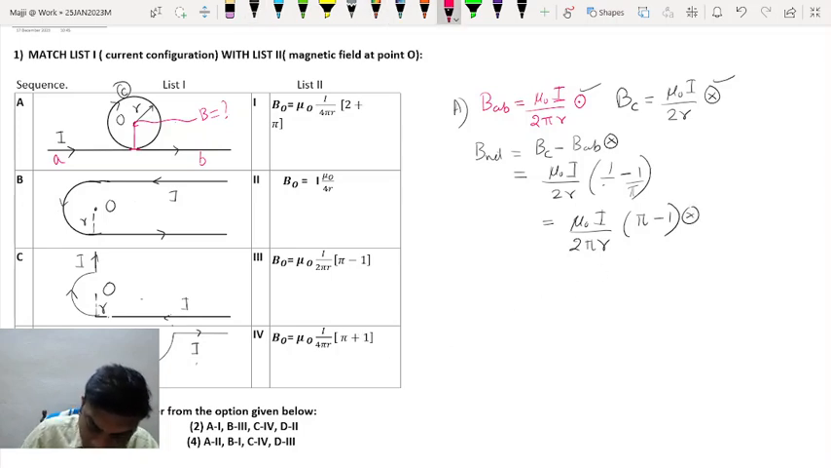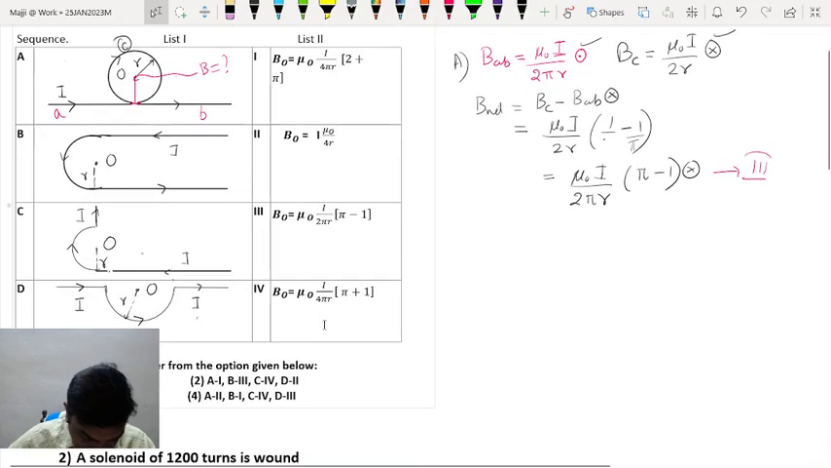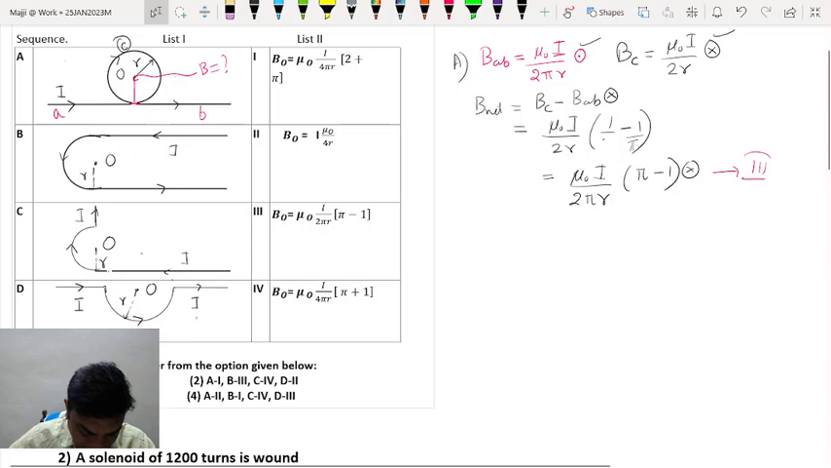So A should be mapped to this pi minus 1, that is A to 3. A is being mapped to 3 in two options, 1 and 3. Let us explore one more thing. We can solve for B or C, because D is similar in both the options.